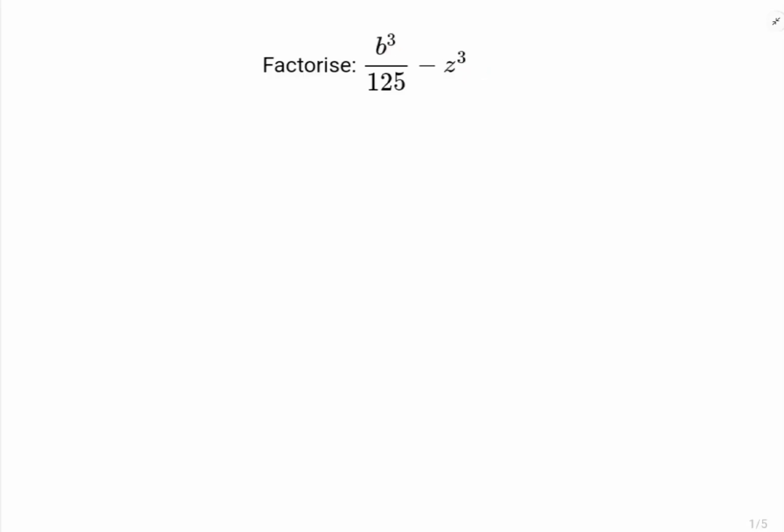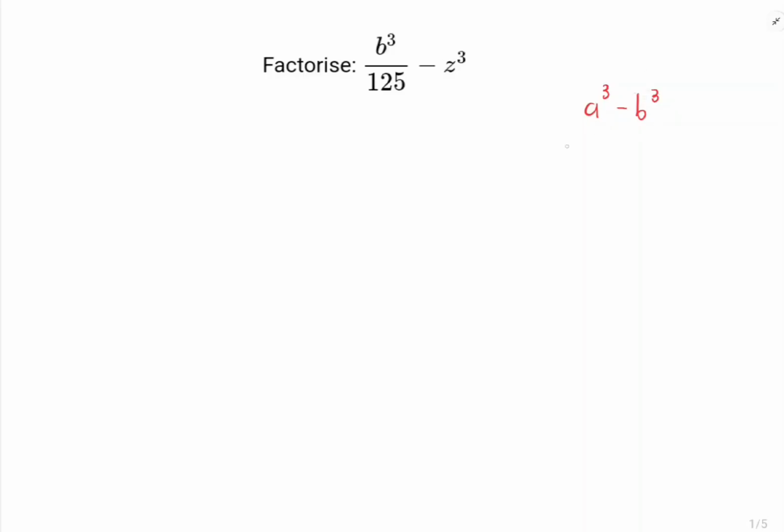We know that we have many different types of factorizations, but with the cubed ones, we have the sum of 2 cubes or the difference of 2 cubes. In this case, it's going to be the difference of 2 cubes because of this negative over here. If it was positive, it would be the sum of 2 cubes. So what is the general form of the difference of 2 cubes? It's a to the power of 3 minus b to the power of 3.